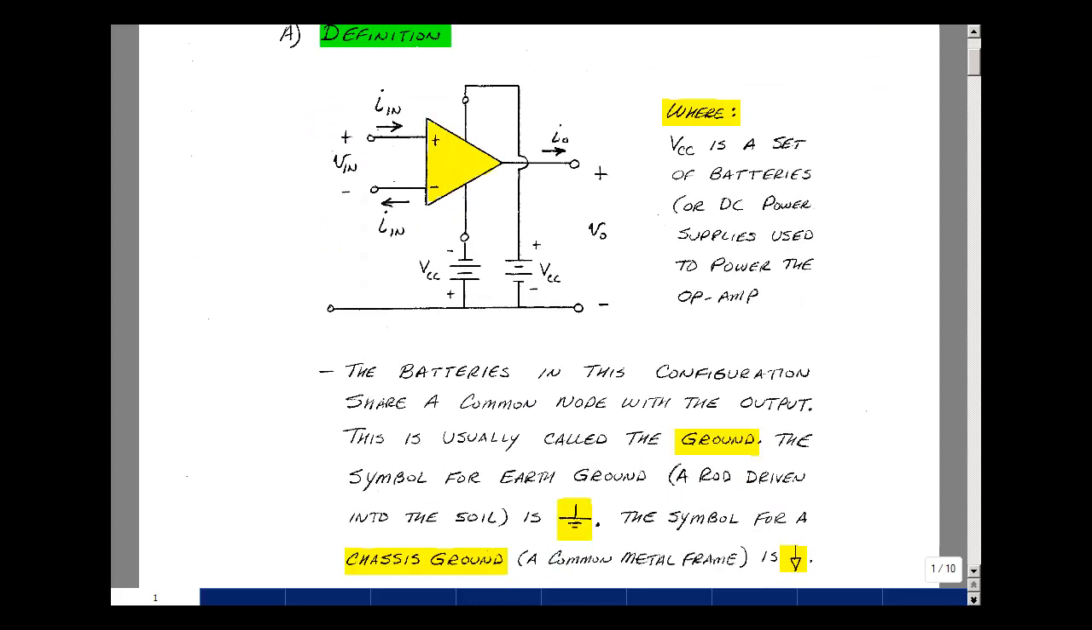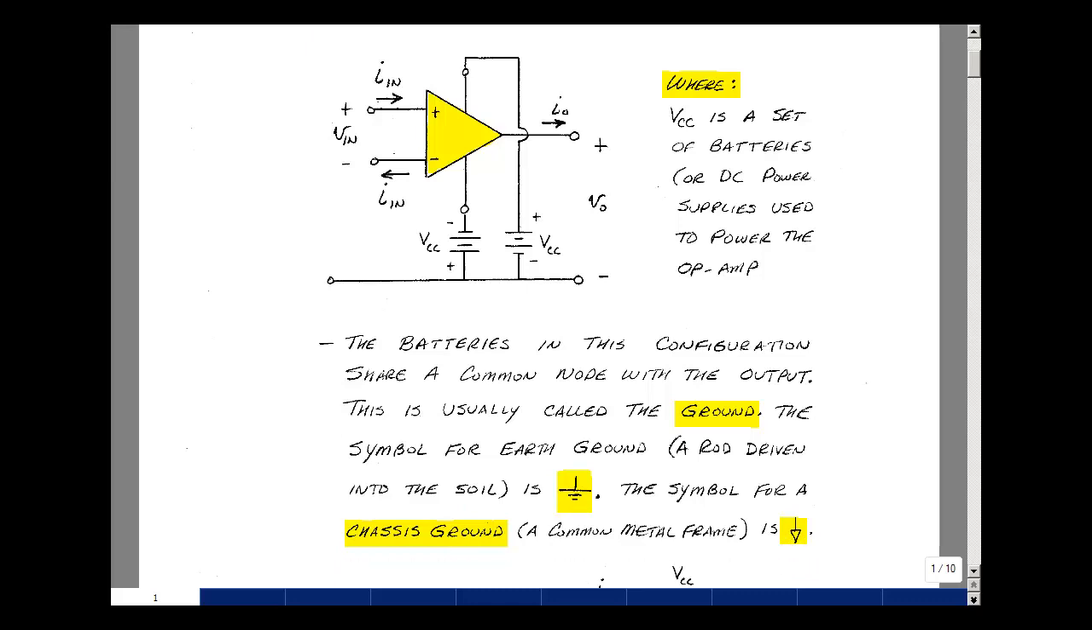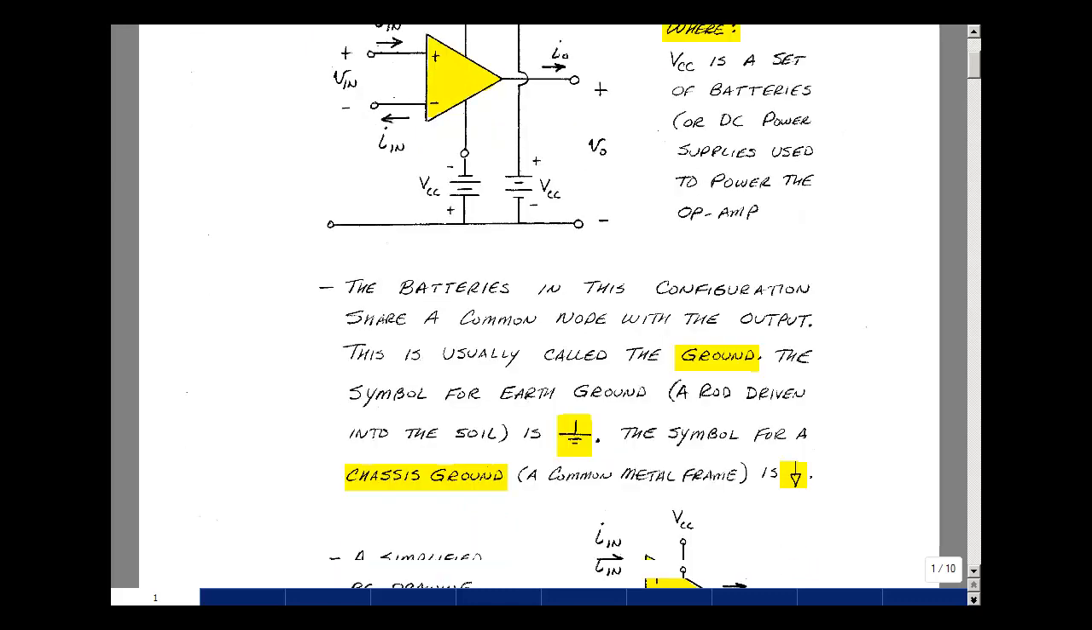Now, as shown here, these batteries share a common terminal. This is usually what's called ground. The symbol for what's called earth ground looks like this. It's a line with 2 smaller lines. It actually is connected through the wall outlet with a rod driven into the soil. In an automobile, where we have a common chassis, we use a different symbol, an arrowhead, instead of 3 straight lines. We'll talk more about ground in the next chapter.